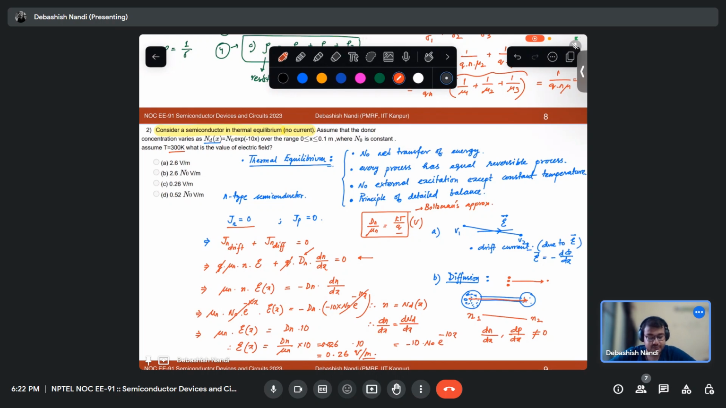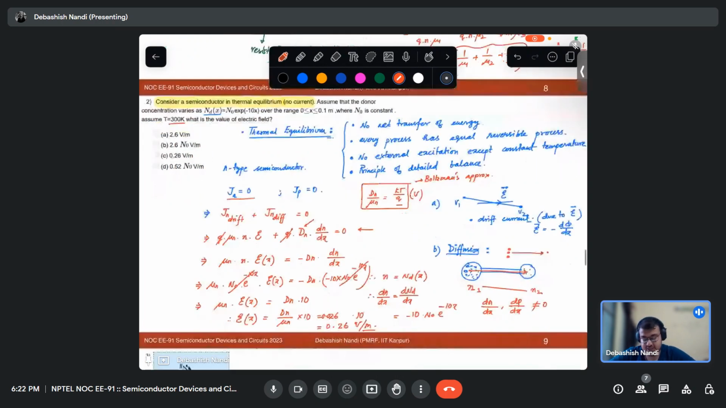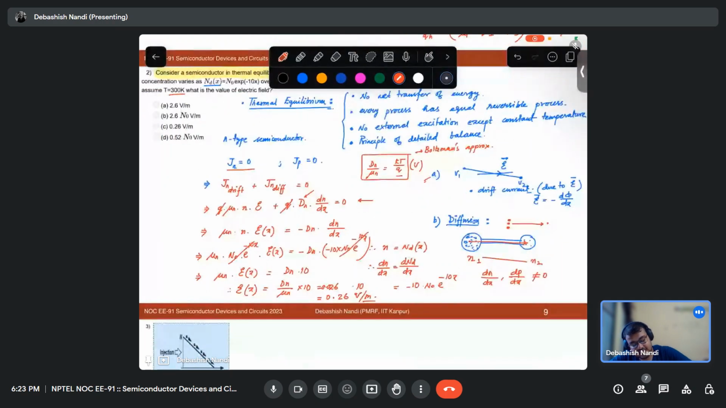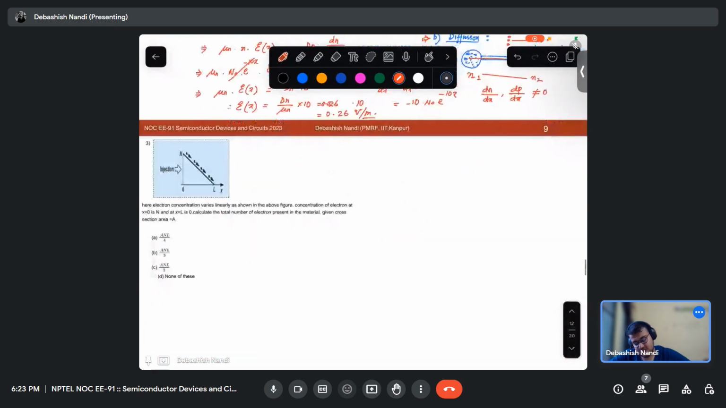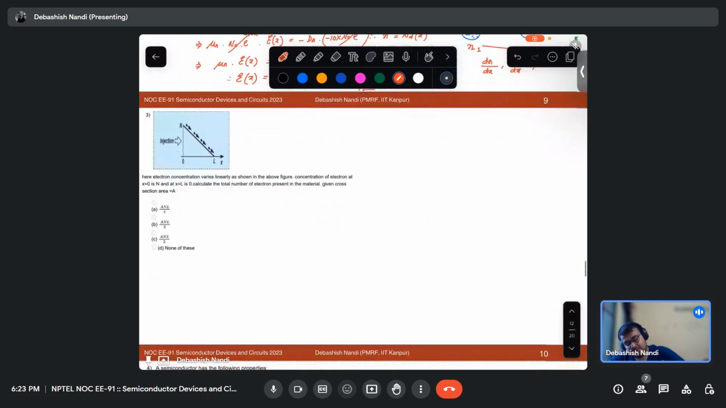Is this okay, or do you need some detailed discussion on this? Okay, I think it was pretty straightforward. Once you have gone through the lectures, you will find out that it is pretty simple. But for these two mechanisms, please read this thoroughly from the lectures. Okay, let's move on to problem number 3.